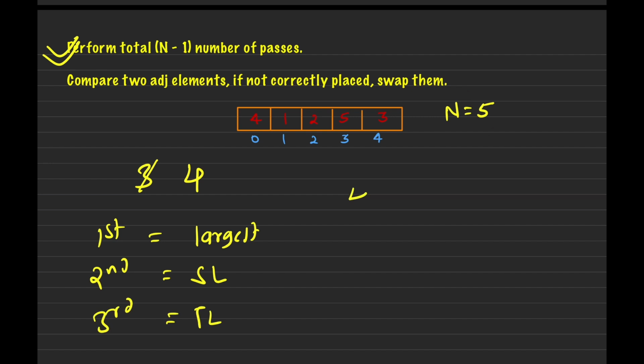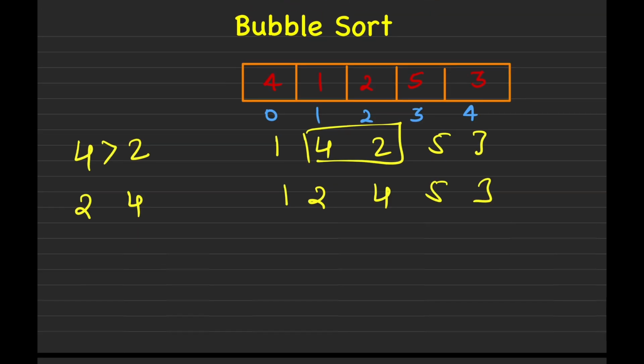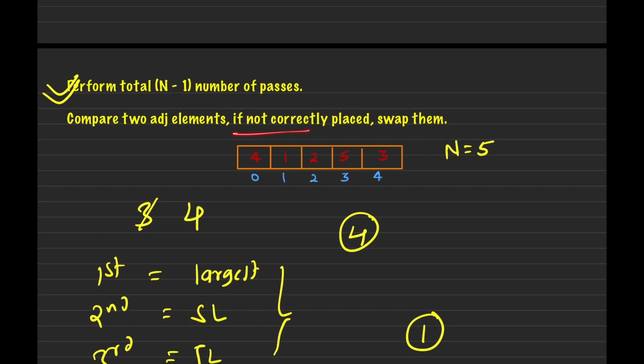Now see, there are total 4 elements, out of which 3 elements are already in their correct position. So there is only 1 element left, and if those 3 elements are already in their correct position, the remaining element will automatically be in its correct position, right? That is the reason why we need exactly n-1 passes. And as we discussed above, the two adjacent elements are compared, and if they are not correctly placed, we simply swap them. This is how exactly bubble sort works.